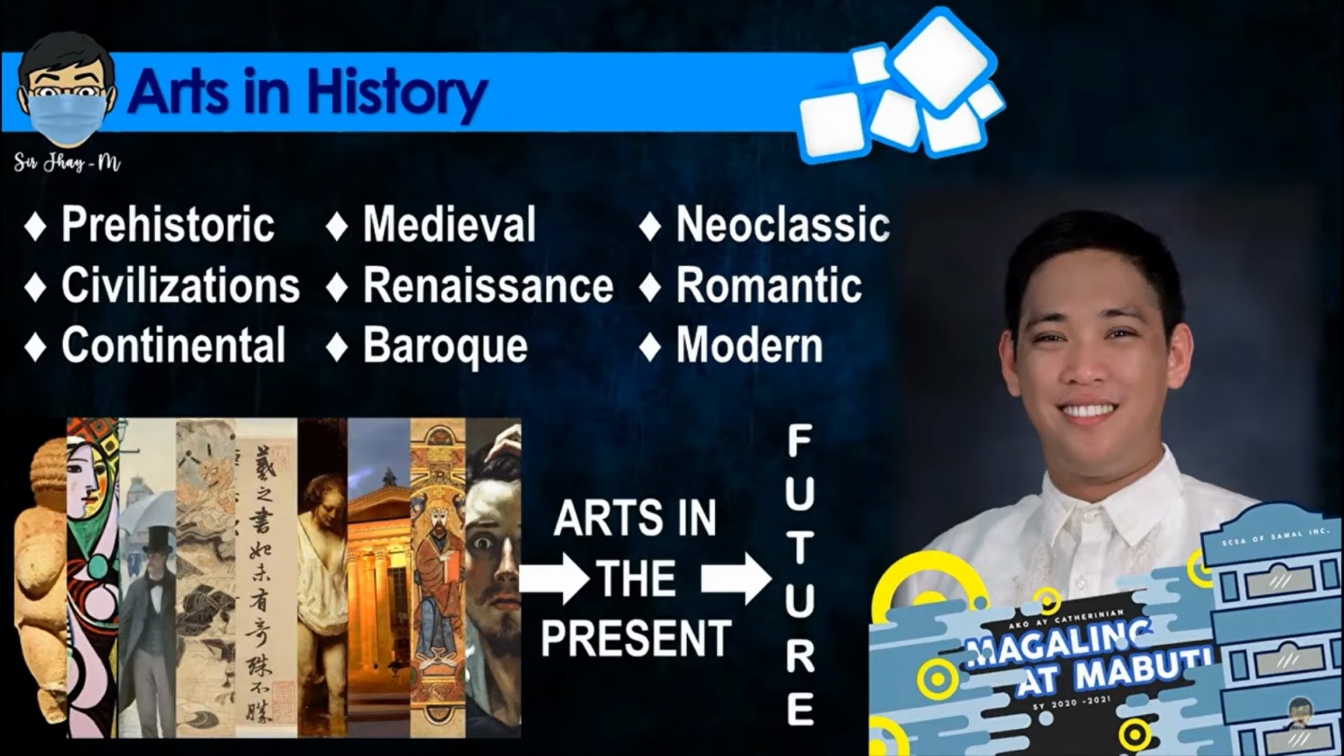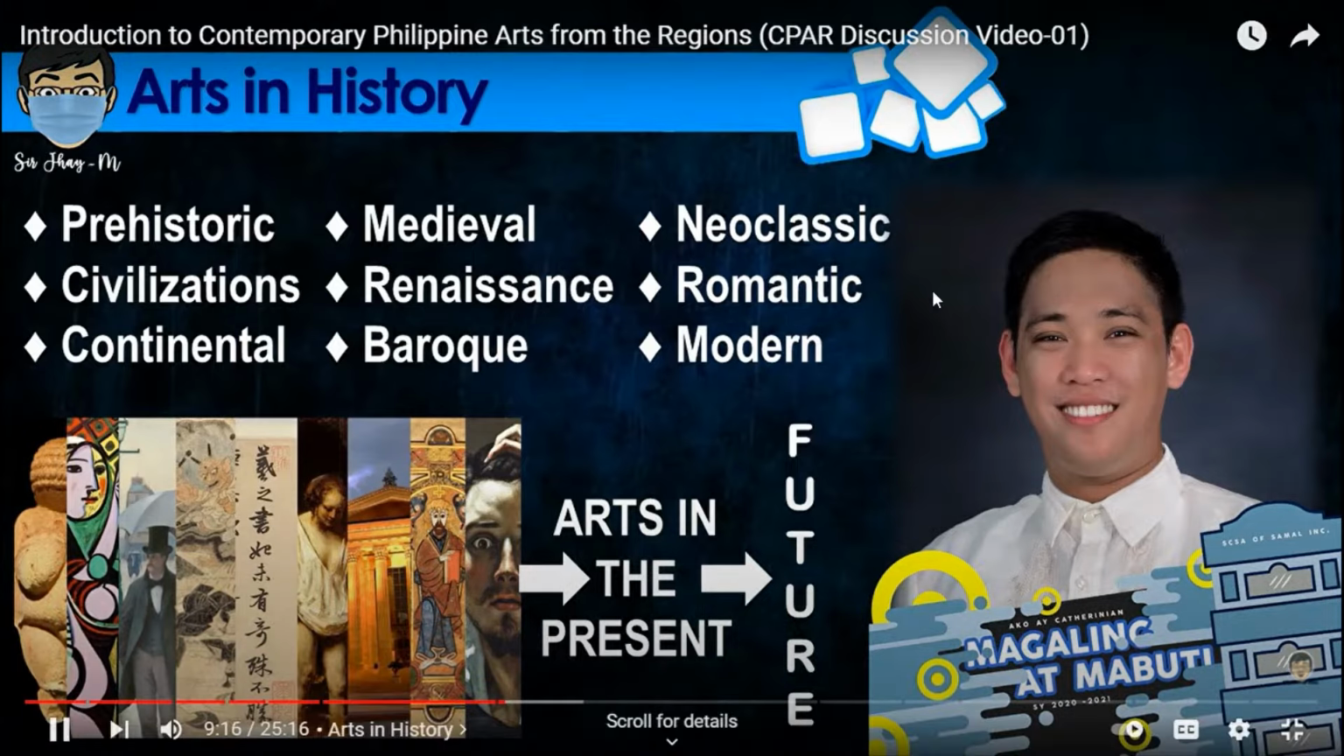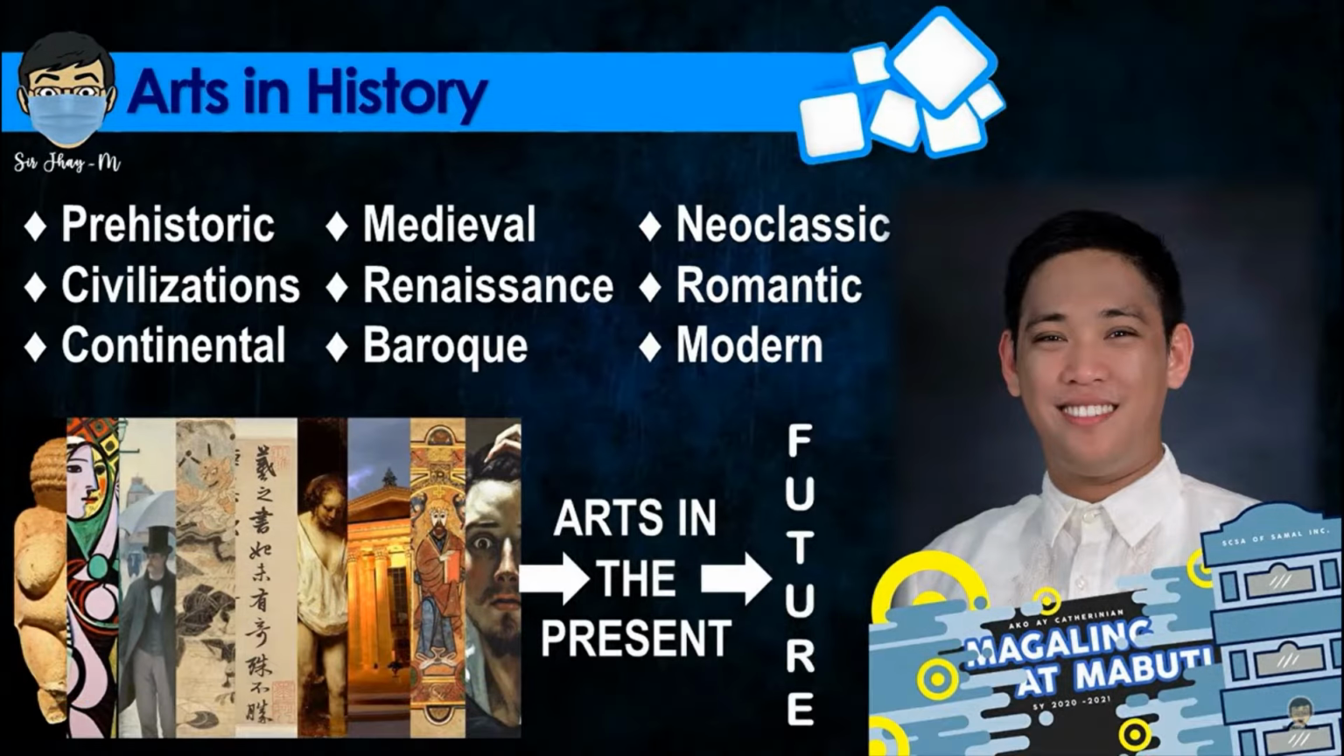Now, look at the next slide. As you can see, sa left side, mayroong larawan, at sa right side ay makikita ang salitang future. What does it mean? Isa lang ang ibig sabihin niyan, class. Simula pa man noong una, hanggang sa kasalukuyan, at hanggang sa hinaharap, patuloy na lalago, uunlad, ang larangan ng sining. But look at the words sa itaas.